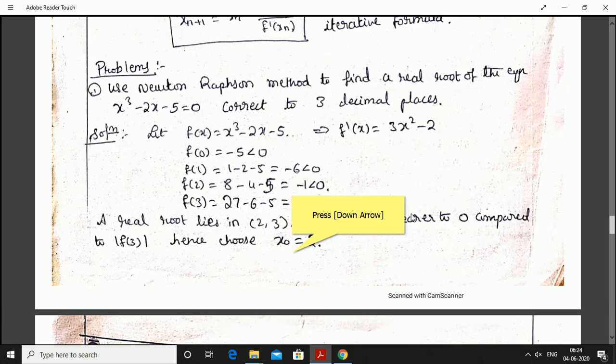Modulus of f of 2 is nearer to 0 compared to modulus of f of 3. Hence, choose the initial approximation to the root as 2. x naught is equal to 2.